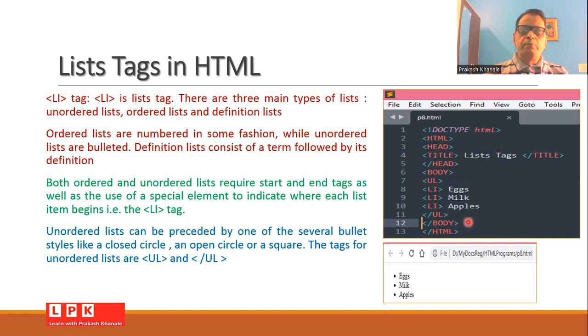Whenever you type this HTML code using any editor, save it with the extension .html, and execute it in the web browser by giving the appropriate path, you will find that on the screen, the list will be displayed with the bullet such as closed circle: eggs, milk, and apple.